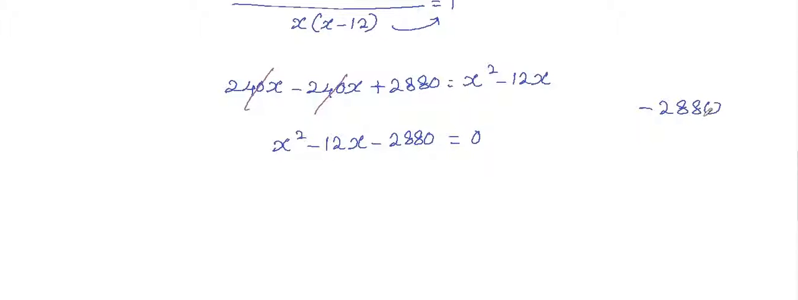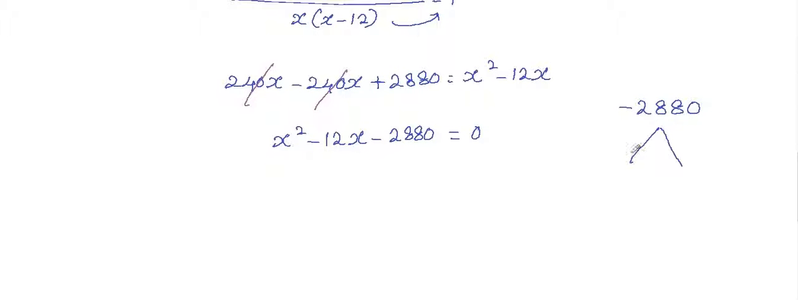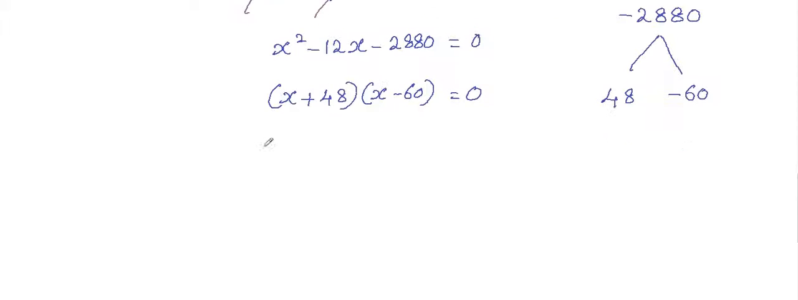Now find the factors of this quadratic equation. Which two numbers add up to minus 12 and multiply to minus 2880? The numbers are 48 and minus 60. So this quadratic equation becomes x plus 48 into x minus 60 equals 0. Now find the values of x.